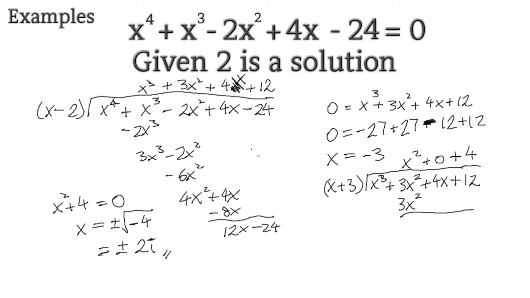With that, we have the first solution given as x is 2. We have the second one that we used the remainder theorem to find, which is minus 3. Then we have the ones we found from the remaining equation, which are plus or minus 2i. And once again, as expected, the complex roots come in a conjugate form.